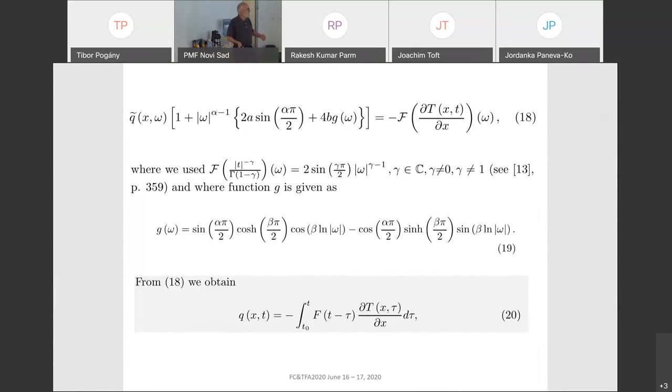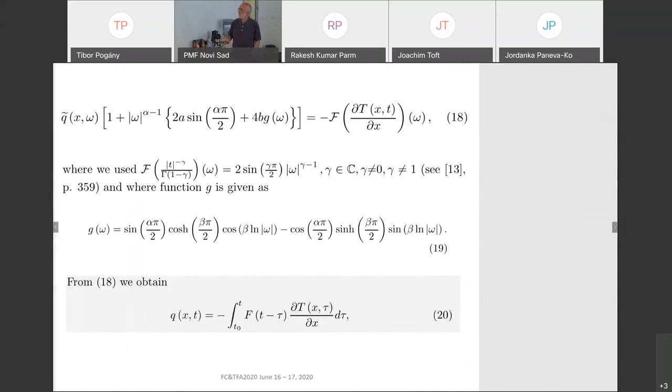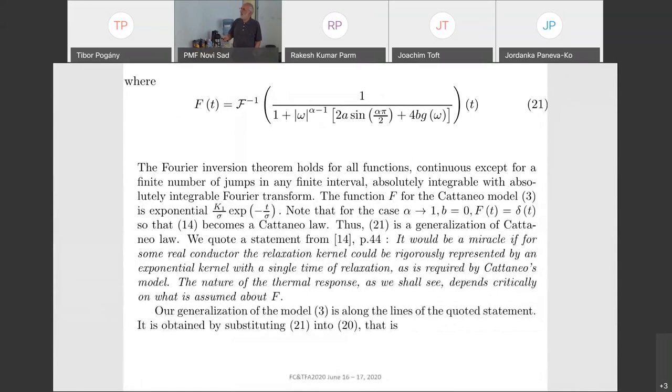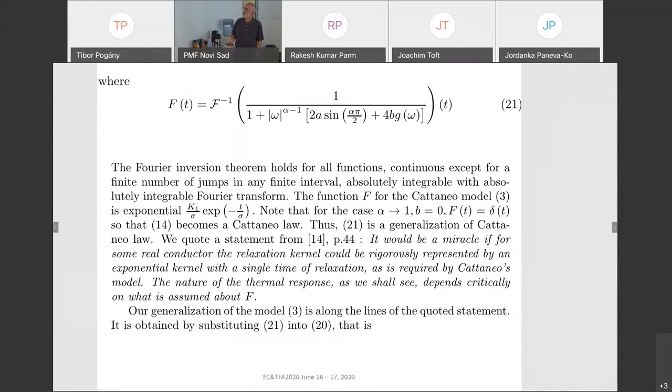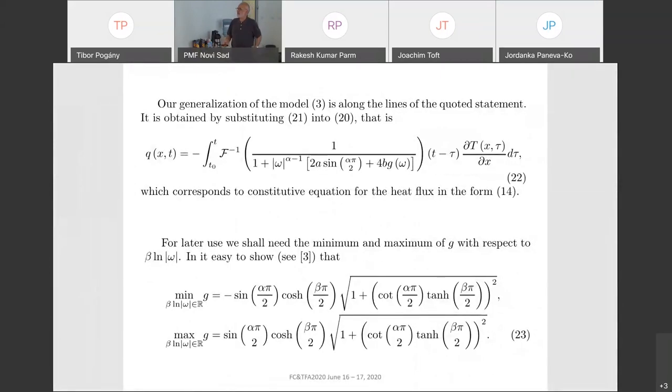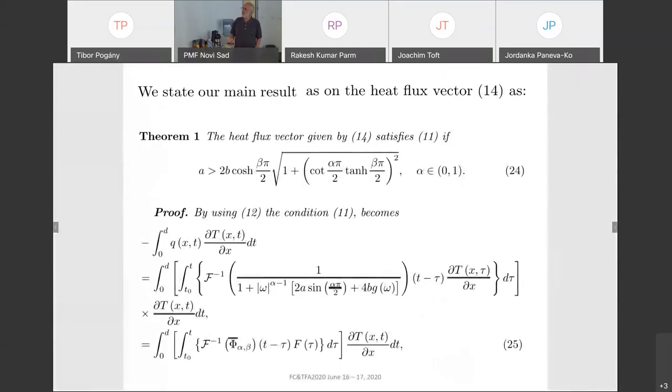And now the idea is to use the Bochner theorem. So actually I will have F, which is the inversion of this term in the convolution with the gradient, as my heat flux vector. Many special cases are obtained. And now here is the beginning of the application of Bochner's theorem. I have here this, and then I will put this integral into the integral in the final cycle. Here are some quantities that I will need, and here is the main result.